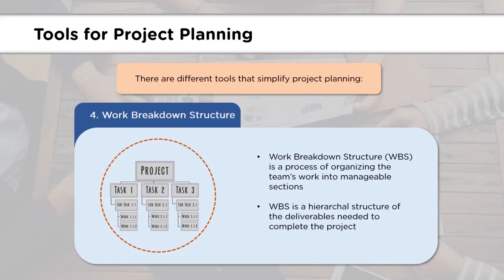The fourth tool we will check is Work Breakdown Structure. Work Breakdown Structure is a very common tool that makes it possible for the team to break its work into manageable sections. Work Breakdown Structure is a step-by-step process that helps in completing the project efficiently.